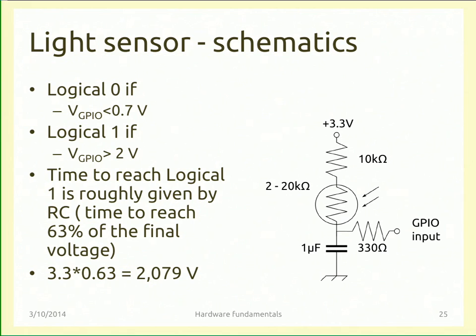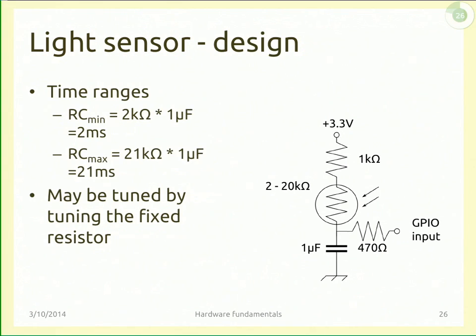How can we correlate the lighting level with the time constant of the circuit and the logical one? Actually, we are very lucky, in a sense, because the 2.0 volts, which is the threshold, more or less corresponds to 63% of the power supply, which is the level reached by an RC circuit at the time constant instant. So after a time constant, the level in output is 63% of the full power supply, which corresponds more or less to 2 volts. So, roughly, one time constant, logical one. Changing the time constant changes the time in which we get the one.